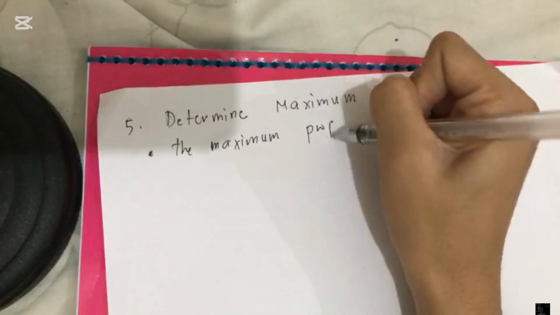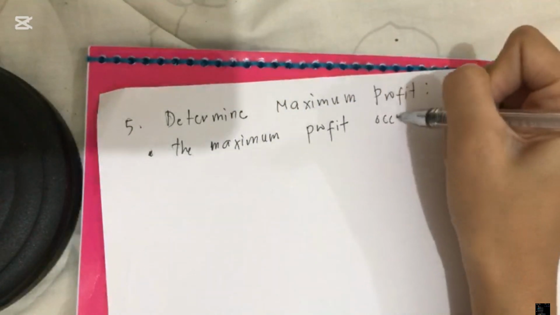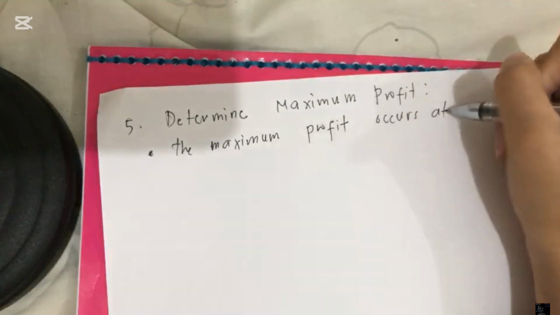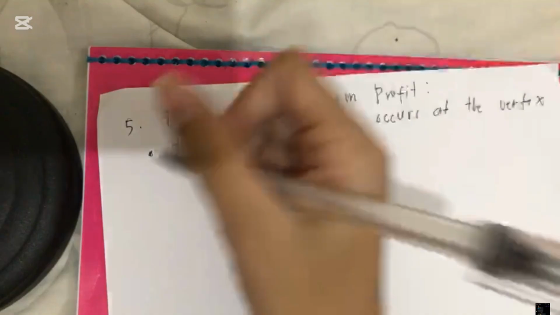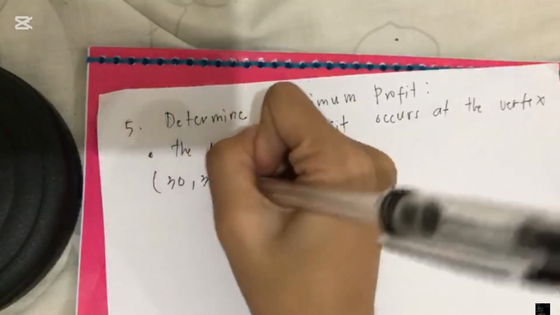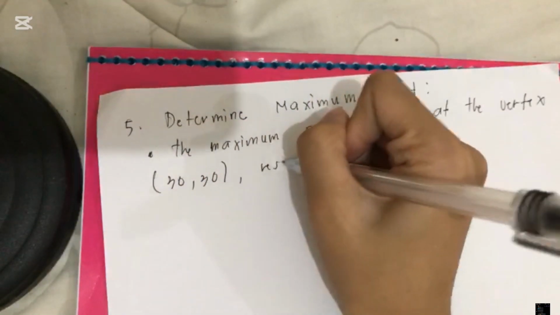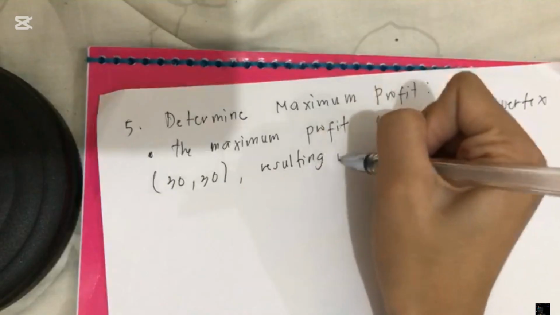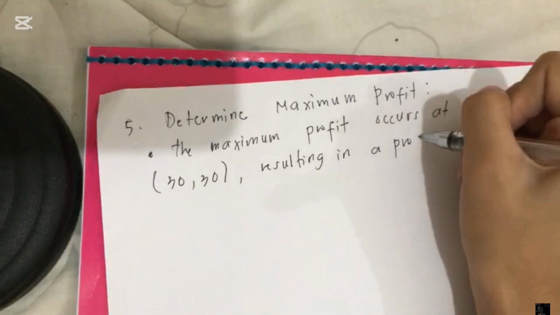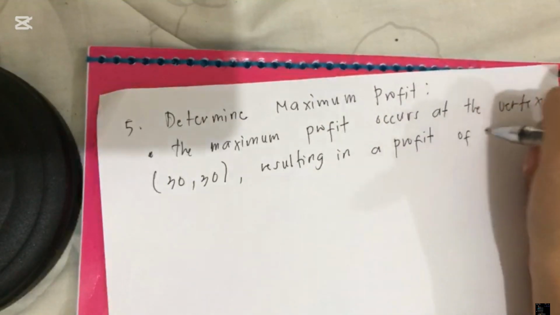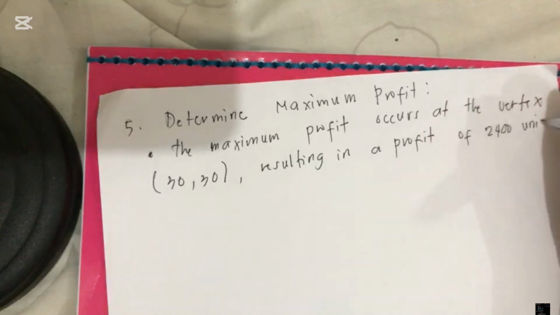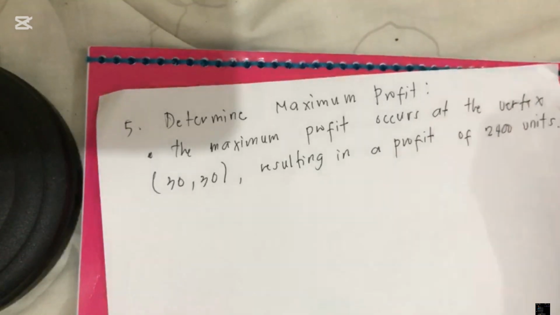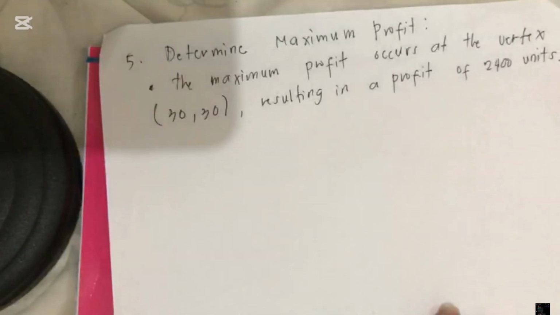Next, we need to find the vertices of this feasible region. The corners will help us evaluate our objective function. We have the points (0, 40) and (60, 0) from our intercepts. We also find another intersection point by solving the equations simultaneously, which gives us (30, 30). Now, it's time to evaluate our objective function at each vertex.